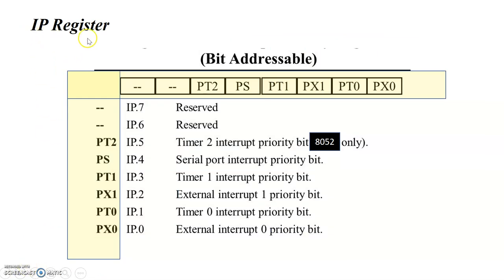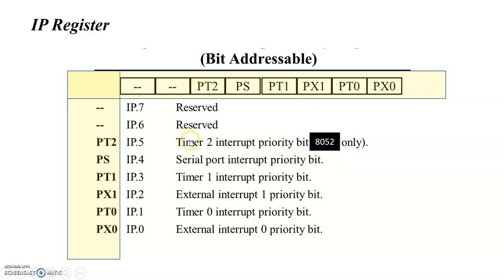Then the IP register. I told you in the previous lecture that the interrupts of the 8051 have some priority, and that priority can be changed with the help of this IP register. So just see here.